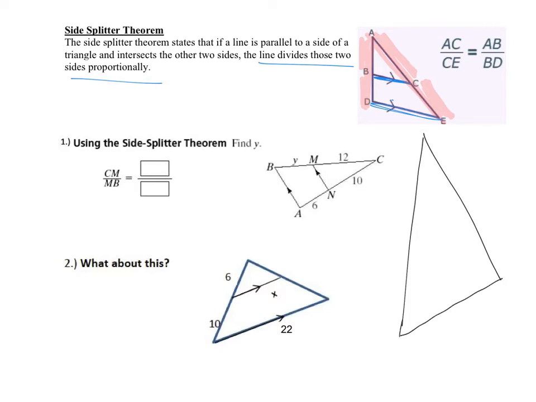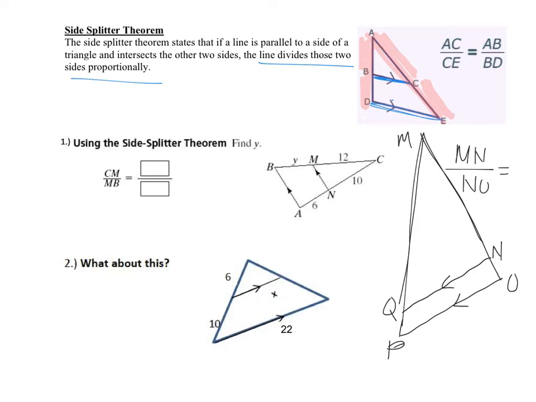There we go. And then I'm going to draw a parallel line down here. So these are parallel. So what this is saying is, let's put some letters here too. If this is M, N, O, P, Q. Okay, so it's saying that the ratio of MN to NO is going to be the same ratio as MQ to QP.